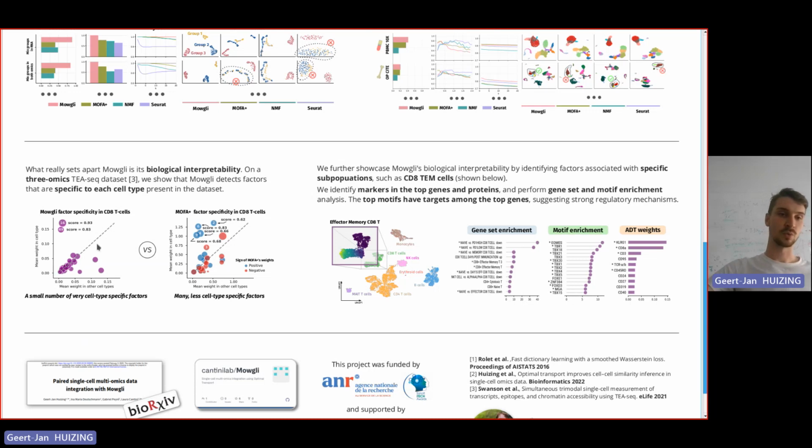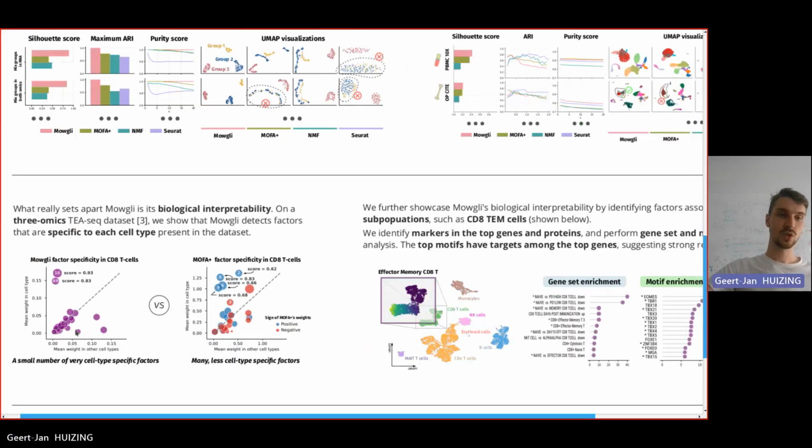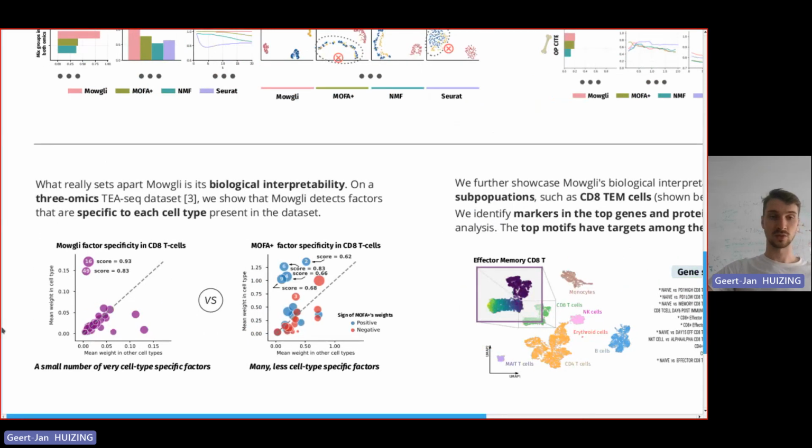For example, for CD8 T cells, you can see that Mowgli has 2 factors that have a high weight in CD8 T cells and a low weight in other cell types, meaning that these 2 factors are specific of CD8 T cells. By contrast, MOFA+, the leading linear single-cell multi-omics integration method, has no factor that is very specific of CD8 T cells, in the sense that it would have a high weight in CD8 T cells and a low weight elsewhere. Instead, it has many less cell type specific factors.